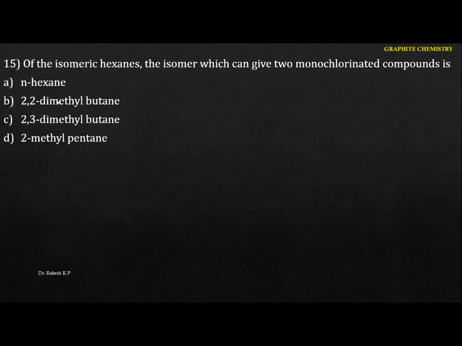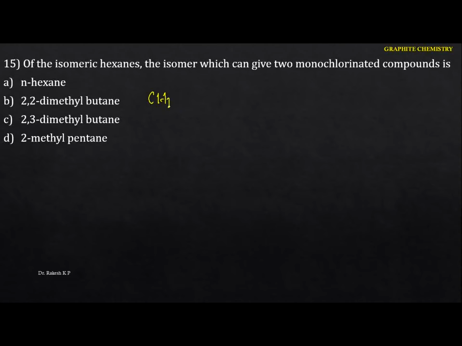Of the isomeric hexanes, the isomer which can give two monochlorinated compounds is... Okay, they are given the isomers here. One thing is n-hexane. Okay, see this one here. So let me take n-hexane here.